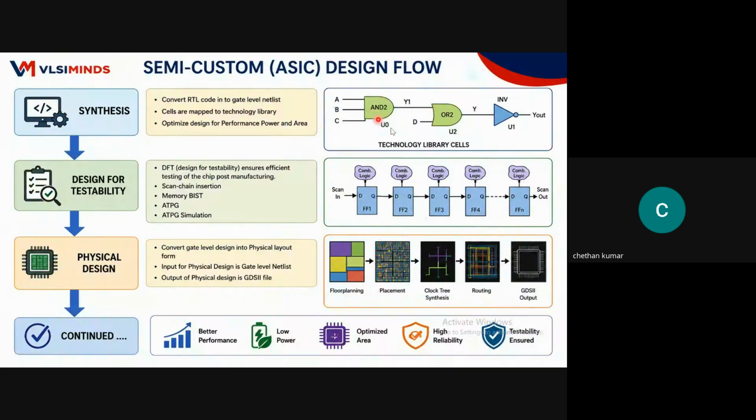The libraries which we use here come from the full custom team, that is nothing but the analog team. The standard cells will be provided by them, and those cells we directly use. That is why we say it is semi-custom. For example, if an AND gate is required here, we are not designing an AND gate. The AND gate is already present in the library, so it will be picked and utilized for our design. That's why it's called semi-custom.